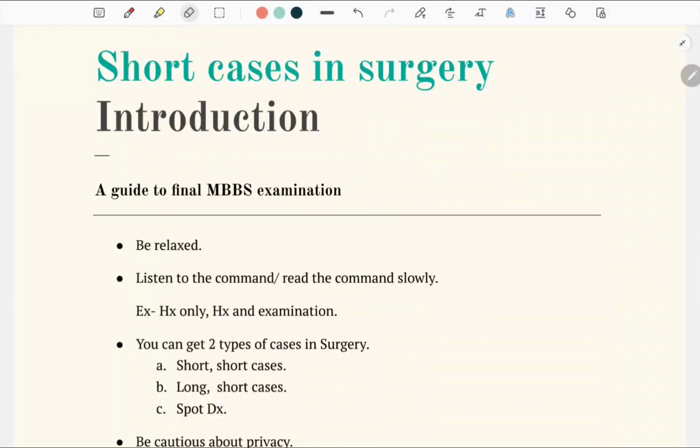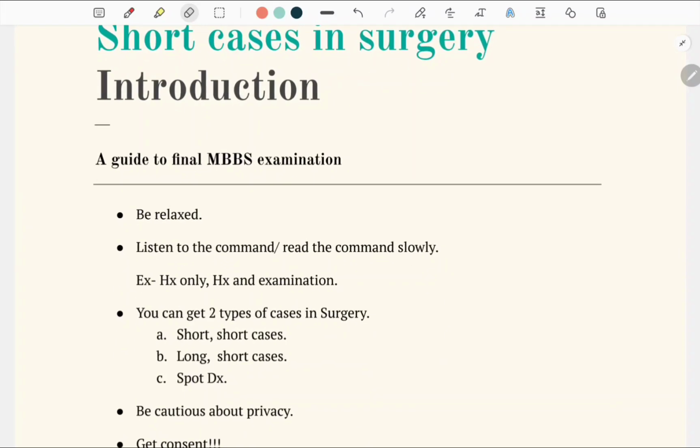So let's start the short cases in surgery. This is a video that's mainly focused on helping medical students to ace their final year examinations. This video series will mainly focus on short cases, and all third, fourth, and final year students can watch this video and get some idea about the examination. So let's go through the presentation.